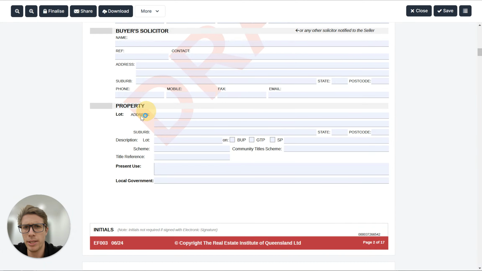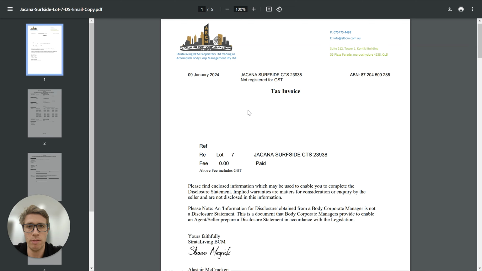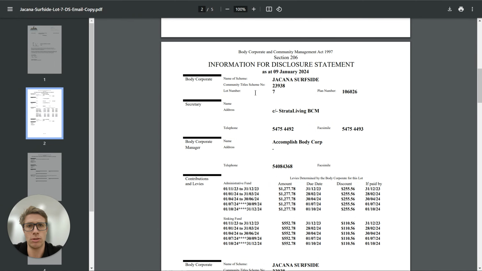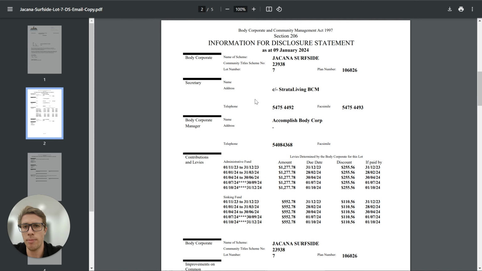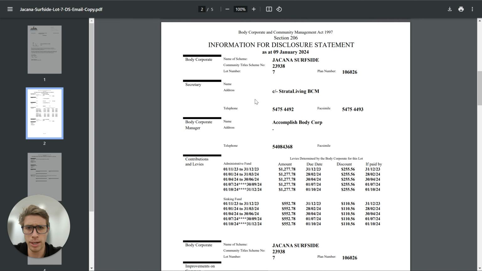This here, property, is going to be the property information. So address, suburb, state, postcode, lot, and so on and so forth. Scheme: all the community title scheme information is going to be put in there, which is going to be found in the disclosure statement that we'll get from the body corporate manager.